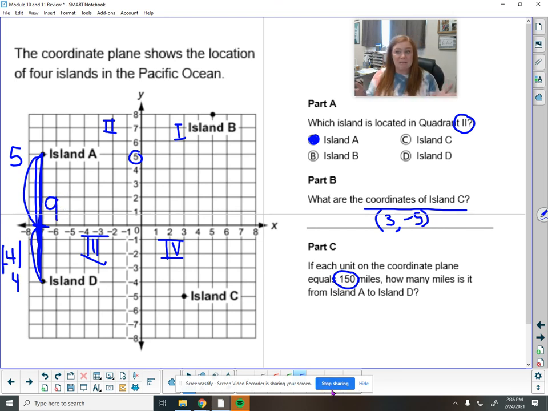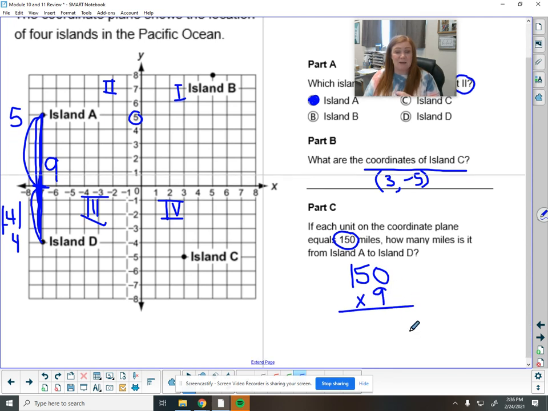But they're not just 9 miles away. Every one of those units is 150 miles. So we want to take 150, multiply it by 9, and that will tell us how many miles the islands are away from each other. So pause and go ahead and try that. So here's 0, 4, 5, 9, 10, 11, 12, 13. So they are 1,350 miles apart from each other.